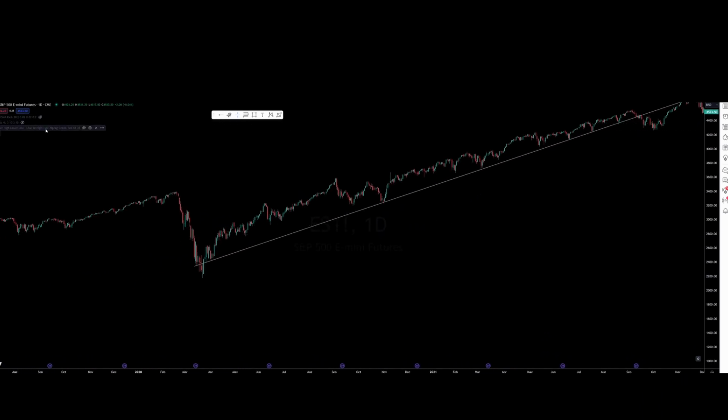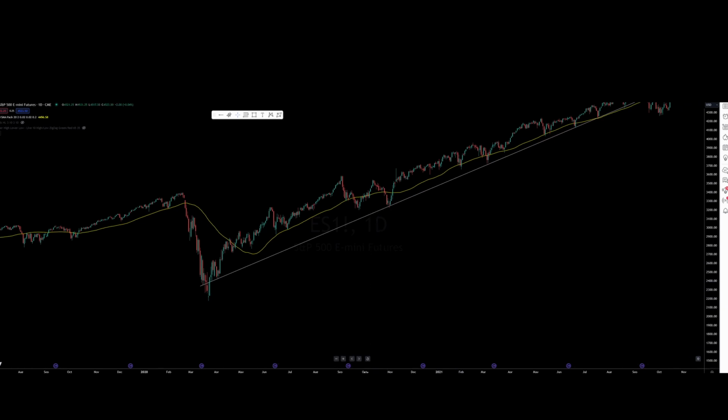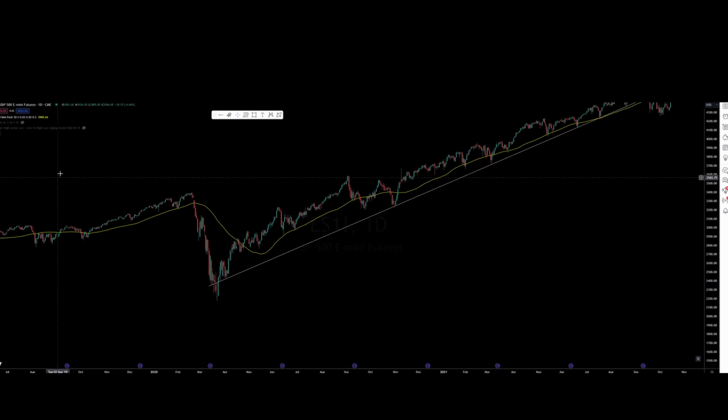The next common one, if you don't like to draw lines and play with all that, you could just use a moving average. It's kind of a way of drawing your own line and seeing who's in control during that time. This is a 50 SMA. You could use 100, 200, whatever your preference is. And all these tools can be used on any time frame. This is just the daily time frame on the S&P 500 futures.